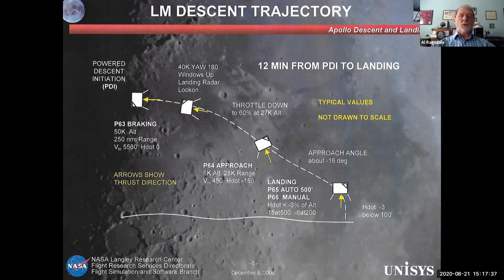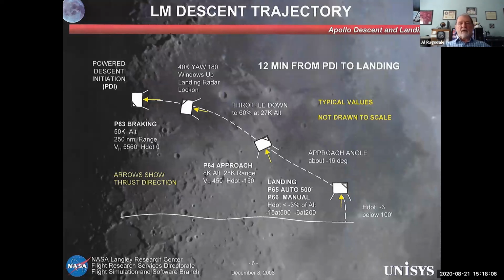The P64 part started around 8,000 feet in altitude, around 28,000 feet in range. It was going forward about 450 feet per second and sinking about 150 feet per second at the beginning of P64. Each one of these phases had a target, with an altitude, rate, velocity, and range that it was supposed to be from the target at a certain time.